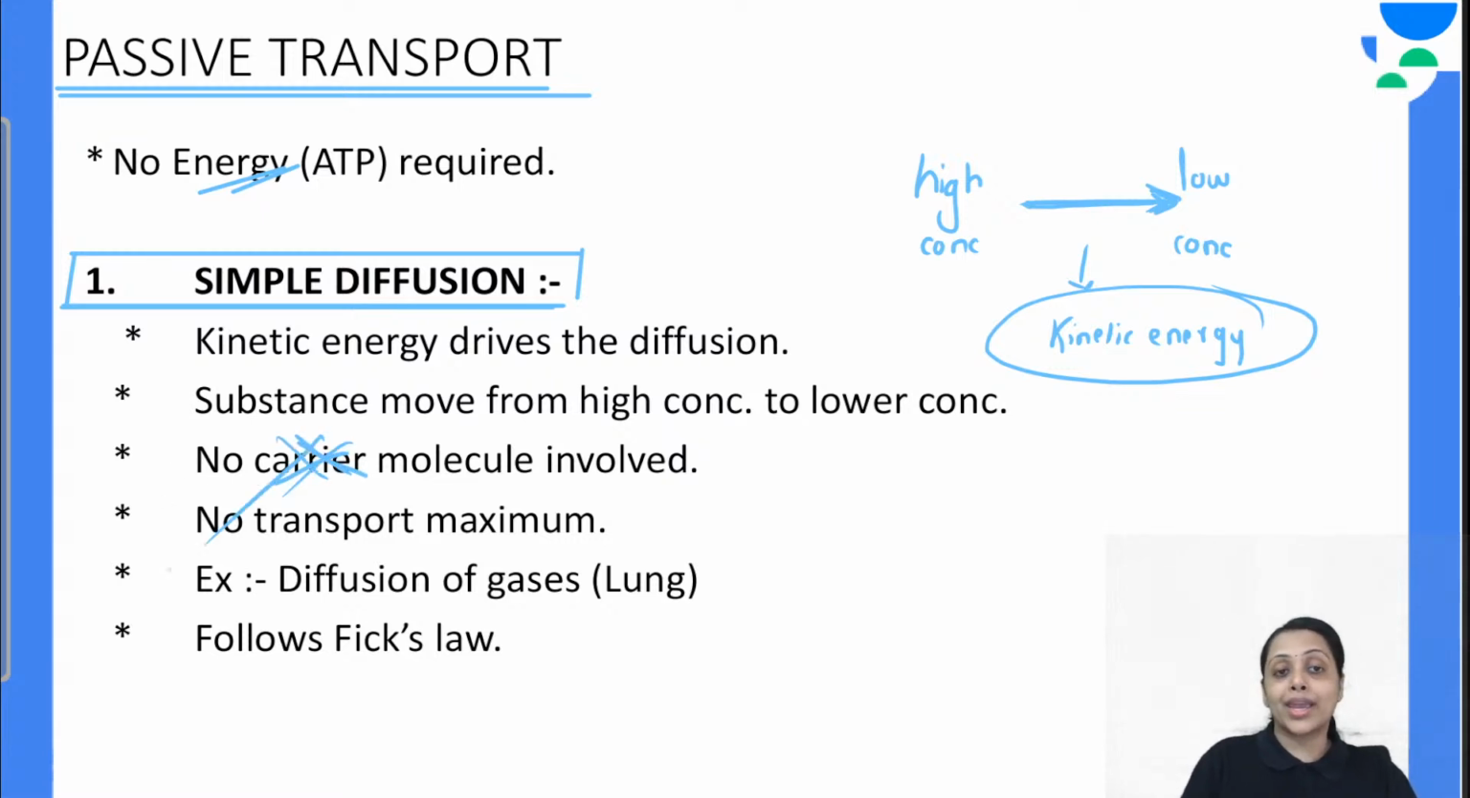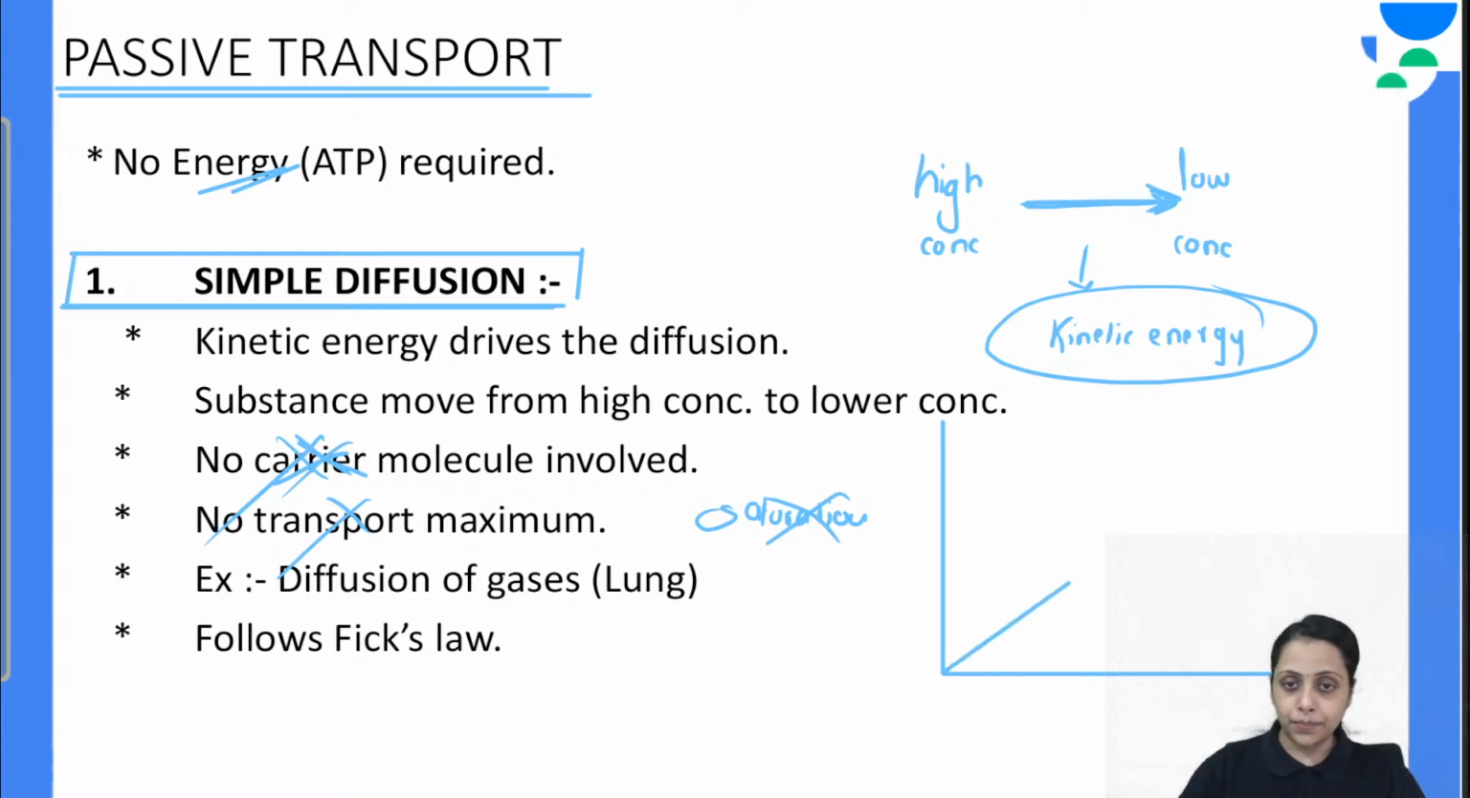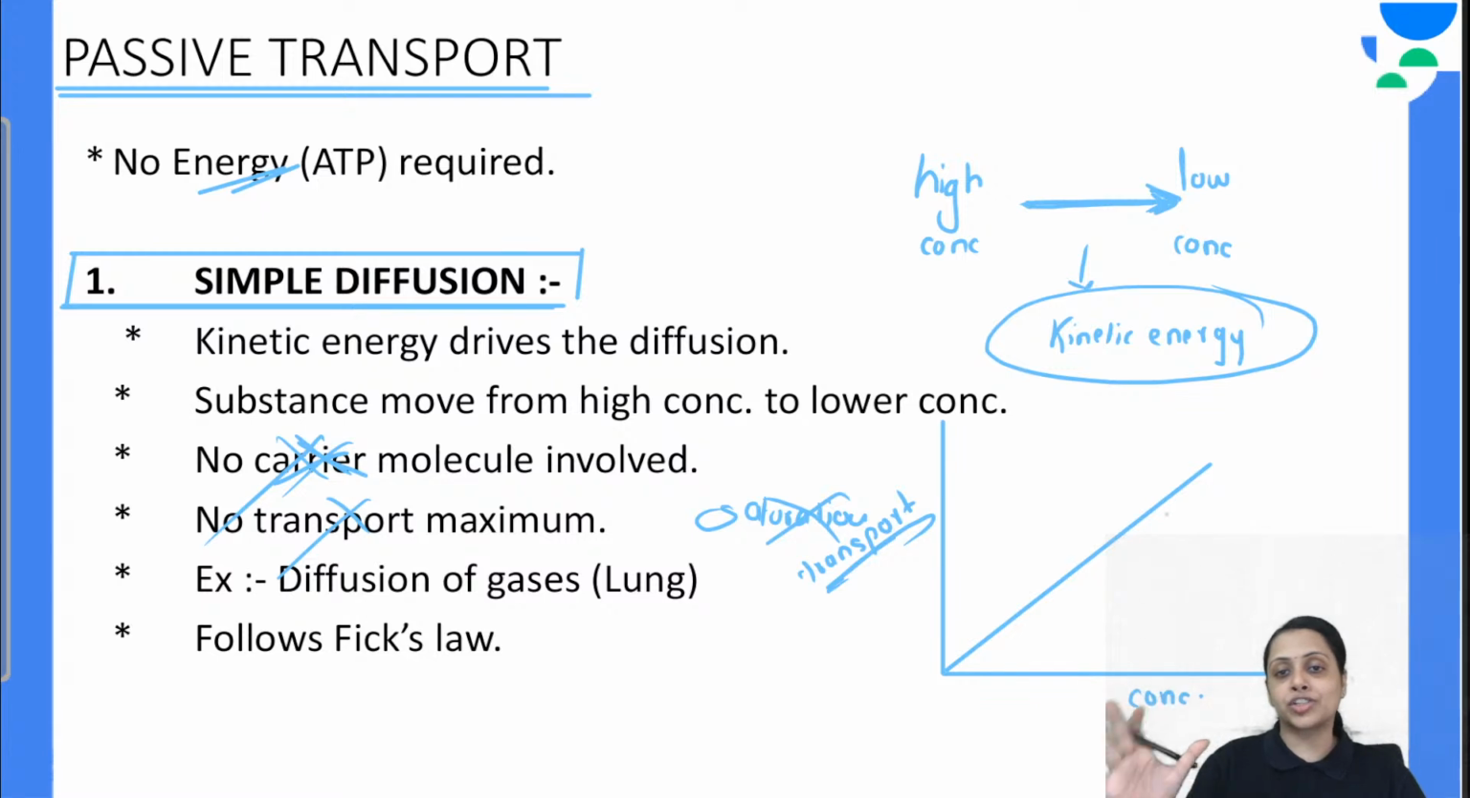Since no carrier molecules are involved, there is no transport maximum and there will be no saturation. When we increase the concentration, the rate of transport increases. This is the graph for it. On the x-axis we take the concentration, on the y-axis the transport, and in simple diffusion, since no carrier molecule is involved, when we increase the concentration, transport increases.